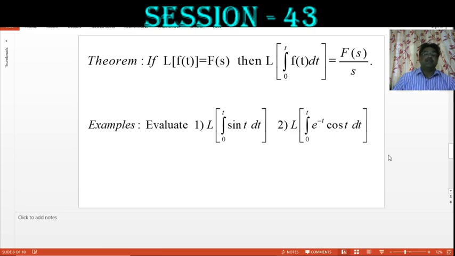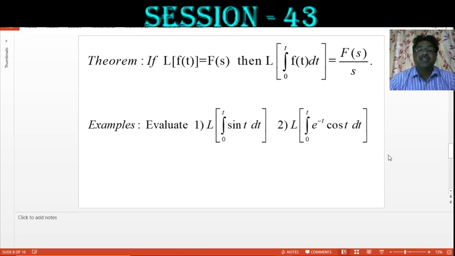Now one more theorem. If L of f of t is equal to f of s, then L of the integration from 0 to t of f of t dt is f of s divided by s. Now see that example here. I have not solved these examples. By using the above theorem, we can do this very easily.